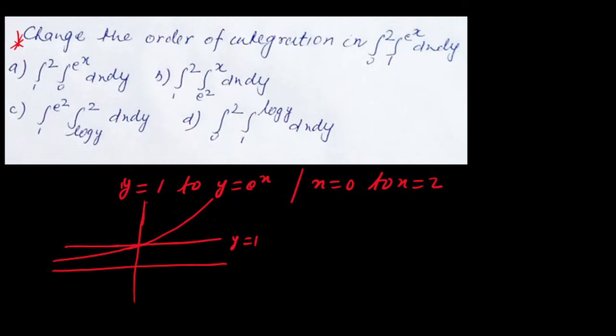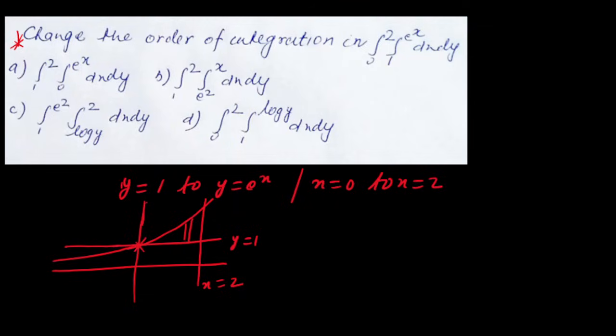So they are taking y is equal to 1 to y is equal to e to the power x, means something like this, a vertical strip, and then they are moving from x is equal to 0 to x is equal to 2. So x is equal to 2 is a straight line like this. I hope you are clear about this.